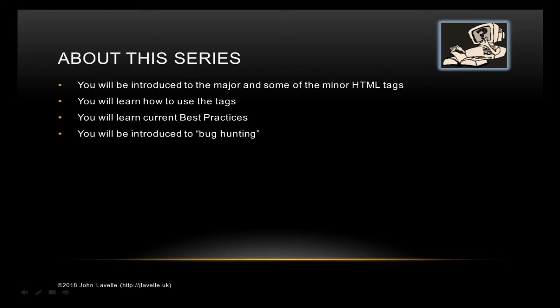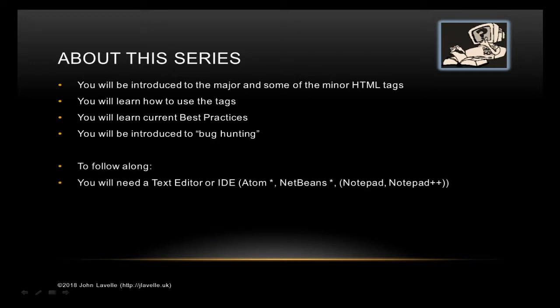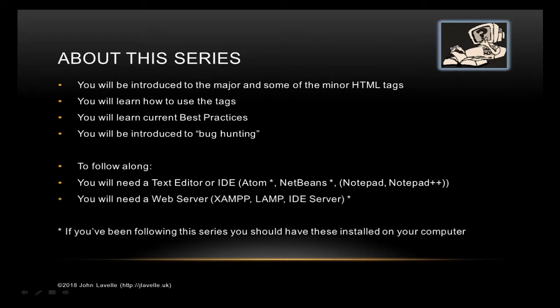You'll be introduced to bug hunting, how to find little problems within your code, but that will be a lot further on. And to follow along, you'll need to have a text editor. Now, it could be Windows Notepad if you really want, or Notepad++, which would be even better. But if you've been following along with this series, you'll have Atom and NetBeans installed. And initially, we will start with Atom and we'll move to NetBeans later.